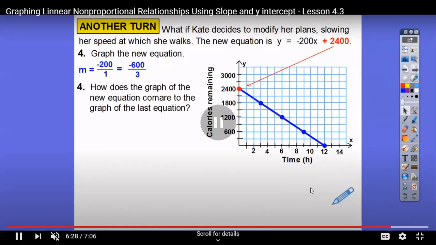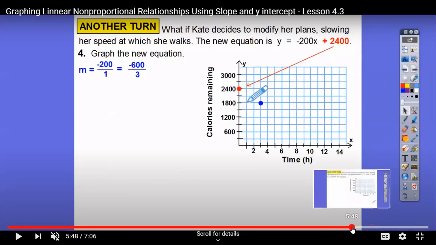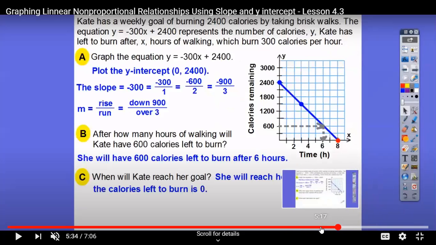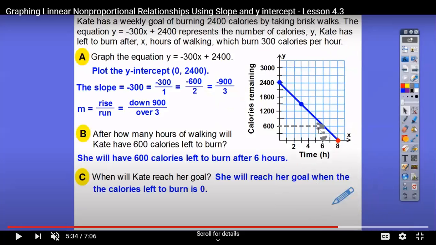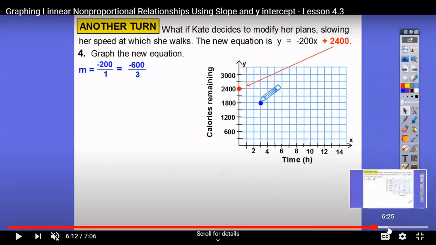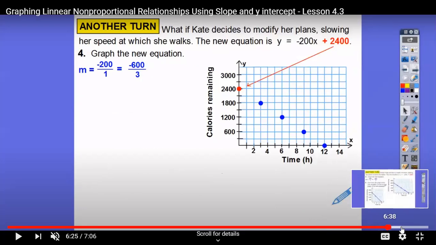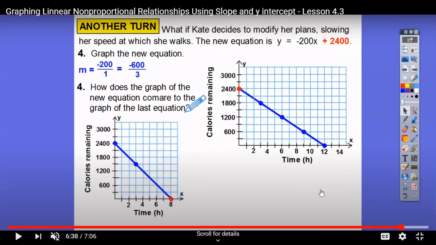In this case, how does the graph of the new equation compare to the graph of the last equation? Let me remind you of the graph of the last equation. You see the graph stopped where? She started from 2,400 and she reached her goal after 8 hours. But in this graph, after how many hours is she going to reach her goal? She's going to reach her goal after 12 hours.